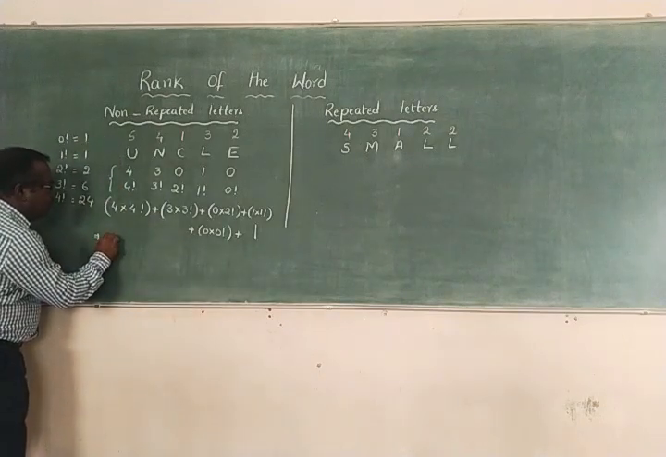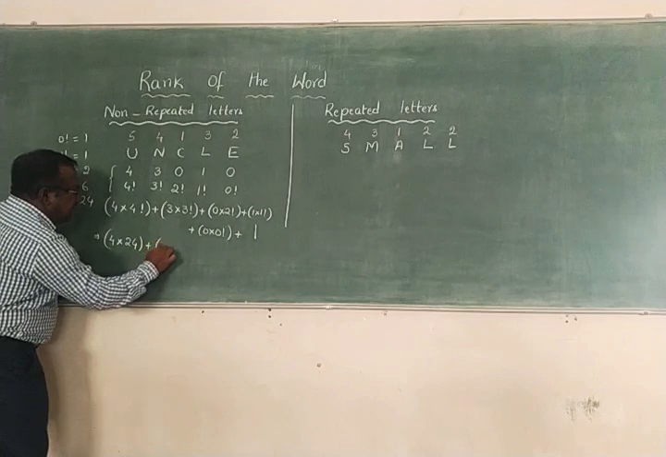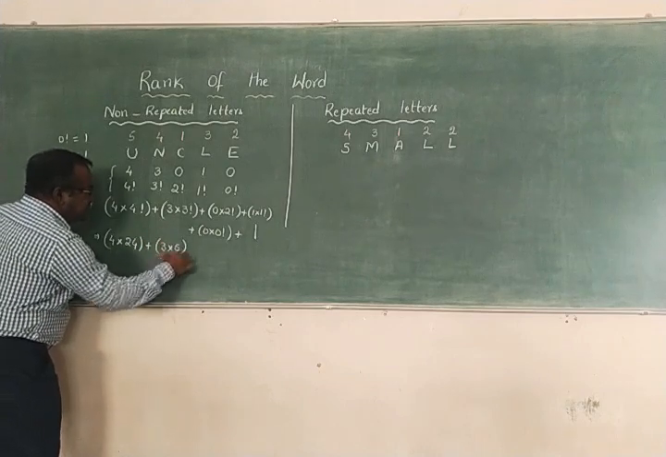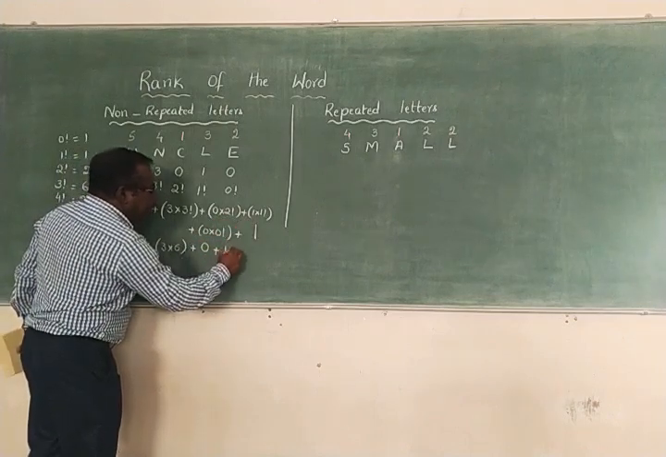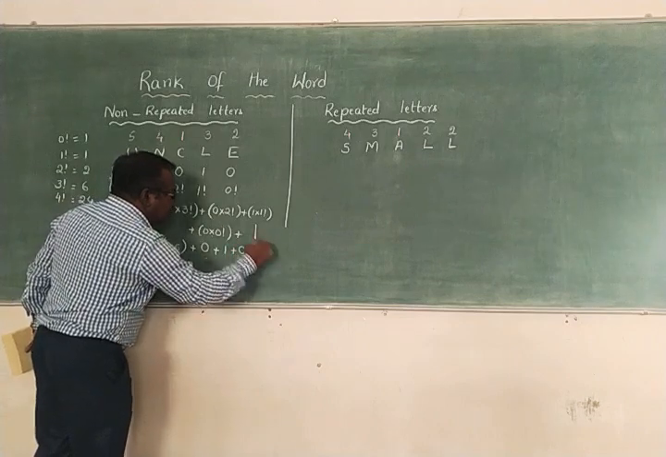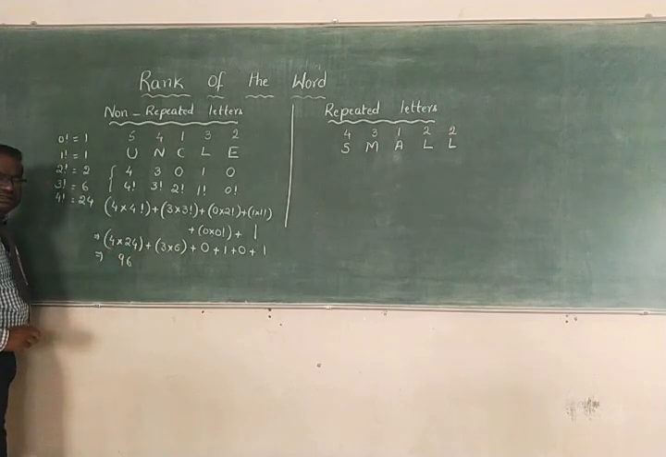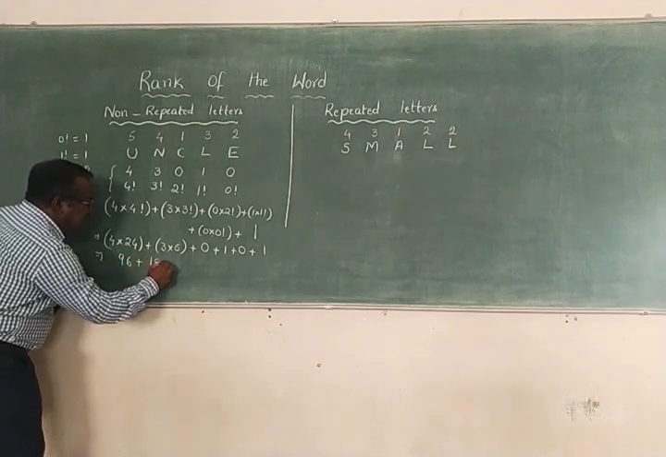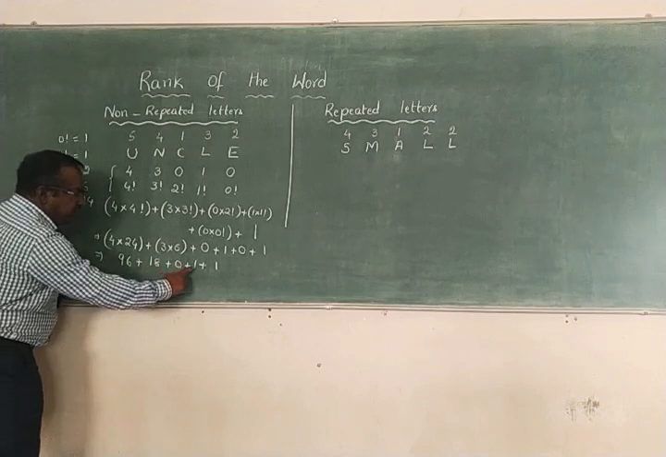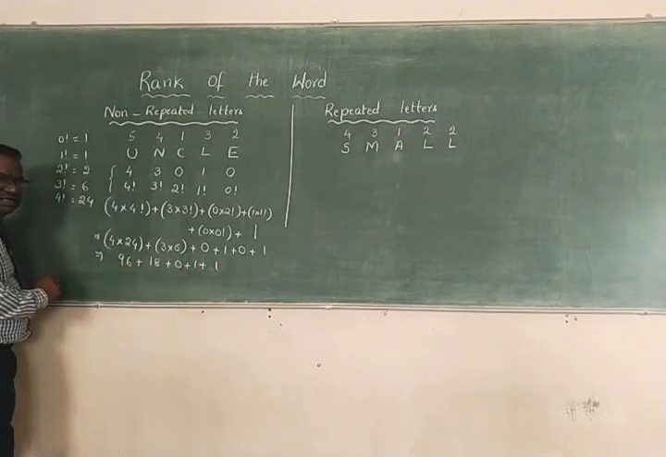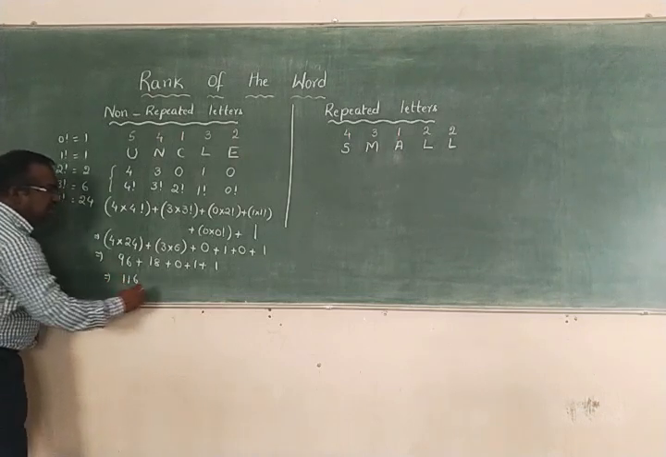This implies 4 into 4 factorial is 24 plus 3 into 3 factorial is 6 plus 0 into anything is 0 plus 1 into 1 factorial is 1. This is 0 plus 1. Now, this implies 24 fours are 96 plus 3 sixes are 18 plus 0 plus 1 plus 1. Now, 18 plus 1, 19 plus 1, 20 plus 96, that is 116.